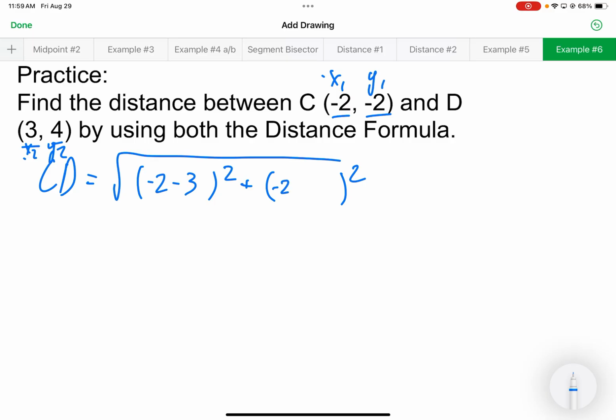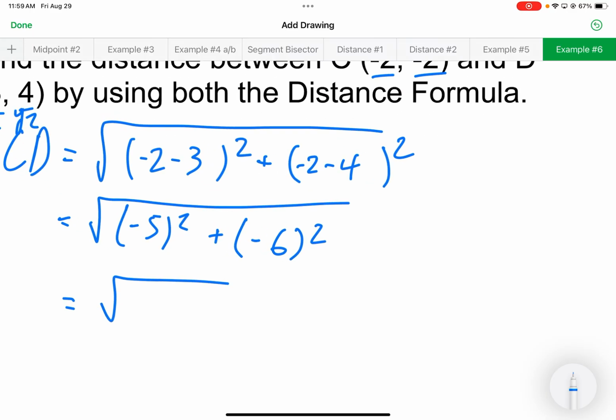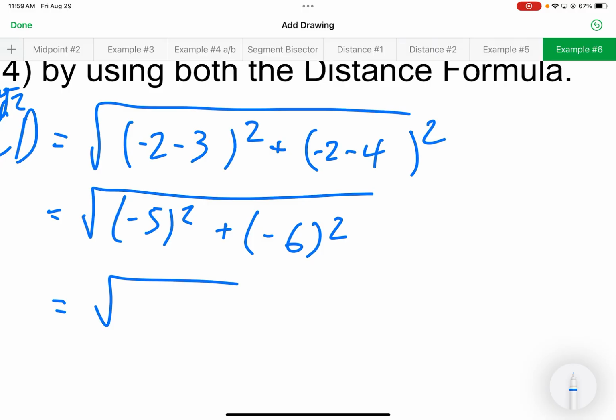Most of you guys did it the way that you would do it, which is fine. I just want to illustrate the point that as long as you're consistent, you get the same answer. So in my case, you guys probably did 3 minus -2, right? Which is 3 plus 2, which is 5. In my case, I would do -2 minus 3, which is -5. But when you square it, it takes away the negative and you end up with the same answer anyway. And then plus -2 minus 4 is -6 squared. You guys did this part the same. 5 squared is what? 25. Yeah, -5 is going to be the same thing. And then -6 squared would be 36.